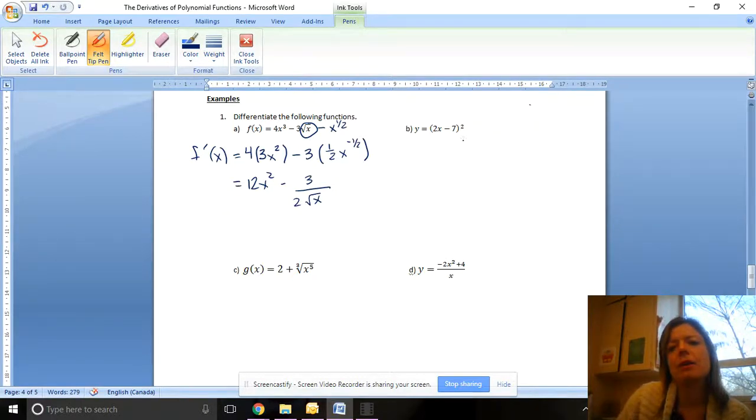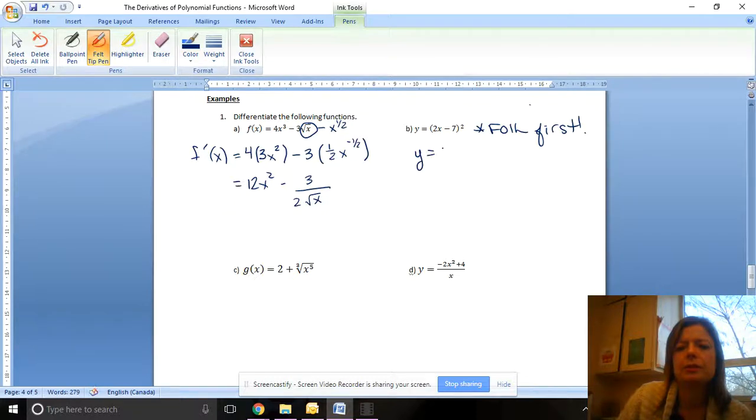Okay, so now it looks like we can do this derivative, but we actually can't. We can't just bring the 2 down here and make this 1, because inside we have a function. We haven't learned how to do that yet. So we have to FOIL this first before we can find the derivative.